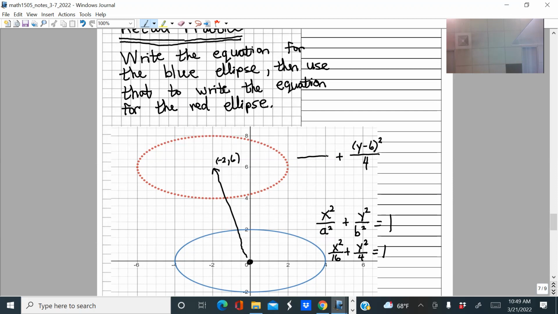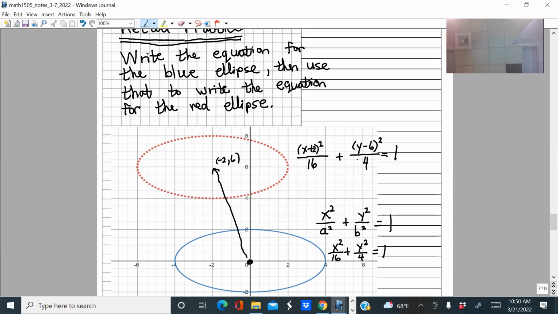Plus, now what about the x? So we shifted horizontally how? To the left by 2 units, right? And so how do we incorporate that into our formula? Add 2 to x. So you would have x plus 2, and then square that. Instead of x, you would write x plus 2, and still over the 16, and then all this is equal to 1. So there it is, just that easy.